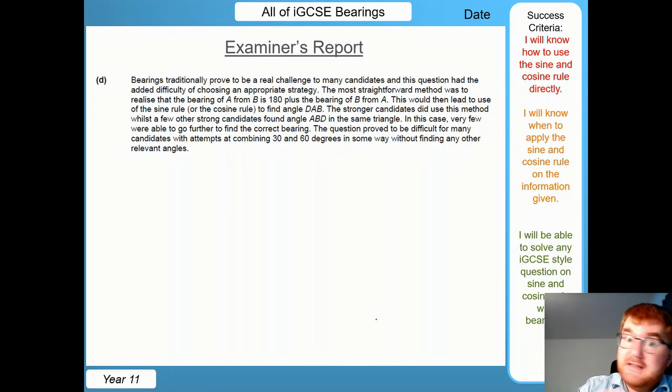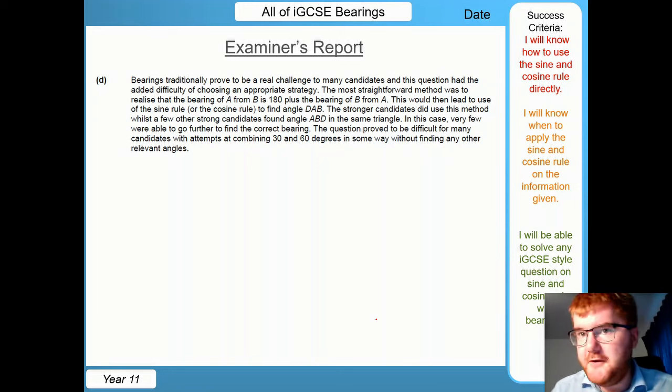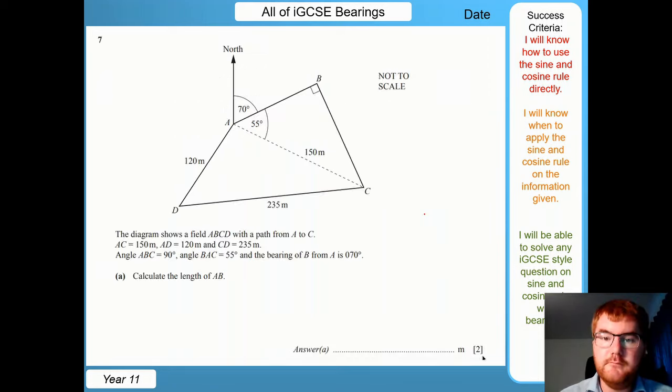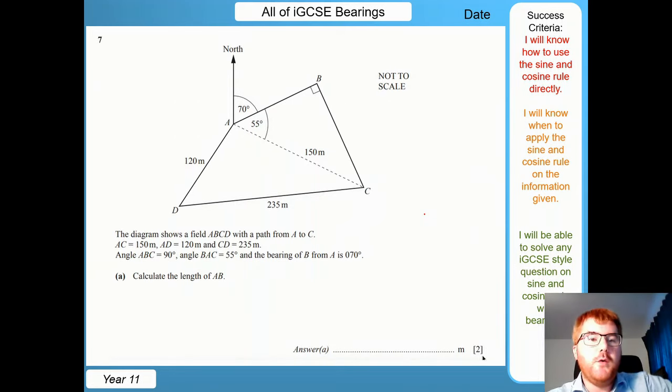Notice they took a completely different approach to how I did, but it's absolutely fine. I think my way makes logical sense, using the idea of Z angles, but if you've taken the approach seen in front of you, that is fine. Okay, and on to question 7.